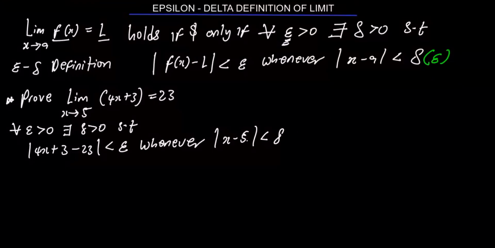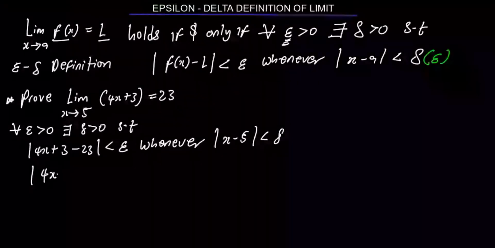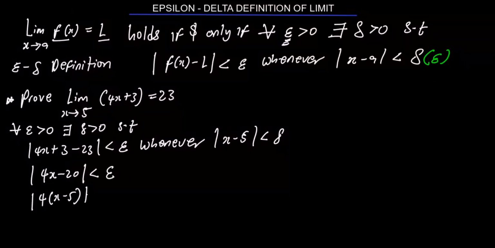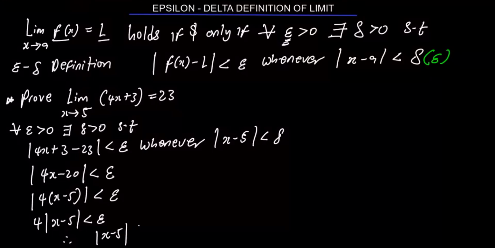Good. So how do we proceed with the limits? This is what we do. We have 4x plus 3 minus 23, which gives me 4x minus 20, less than epsilon. If I proceed to factorize, I'll have 4 times x minus 5 less than epsilon, and the 4 can go out of the absolute value. So I have 4 times the absolute value of x minus 5 less than epsilon. Therefore, the absolute value of x minus 5 is less than epsilon all over 4. This is what I have.